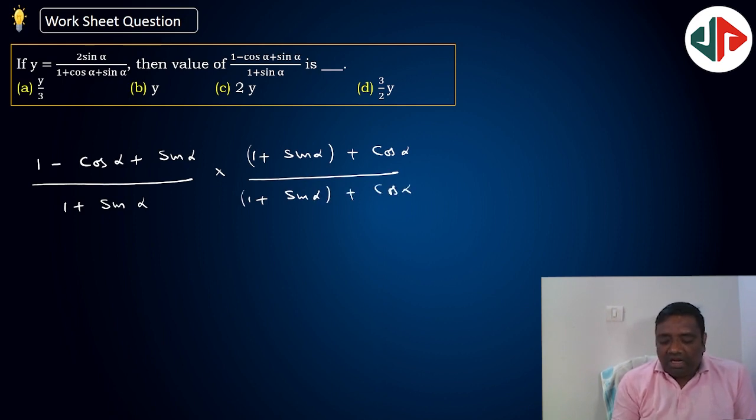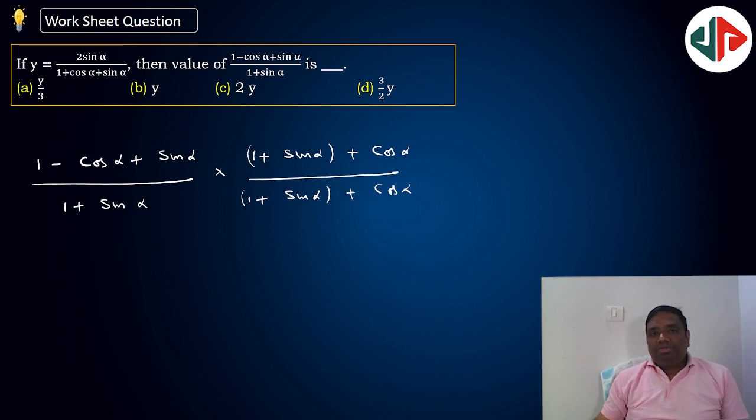Sir, how to get this value, sir? Observation: your options are all in terms of y. So this value also must be converted in terms of y only. Your y observation is that the denominator value is 1 plus cos alpha plus sin alpha. So just rationalize that value.